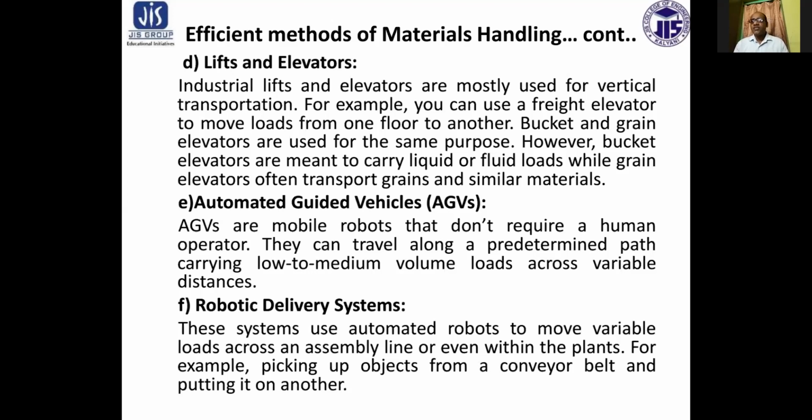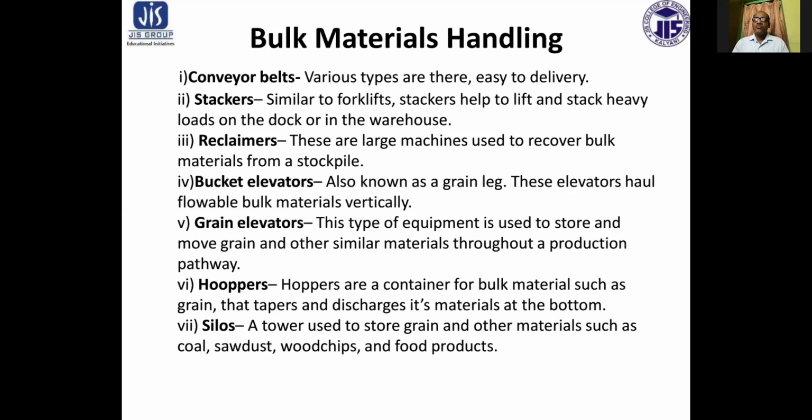So these are the various types of material handling. Now we have to discuss bulk material handling. In bulk material handling, when the material has to be shifted from one place to another, the best method is the conveyor belt. Various types are there. The advantage is that they are easy to deliver. Stackers, similar to forklifts, help to lift and stack heavy loads on the dock or in the warehouse.